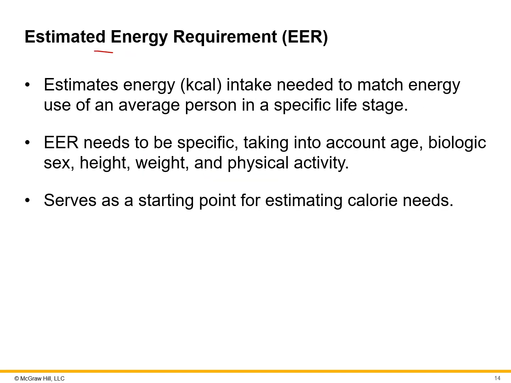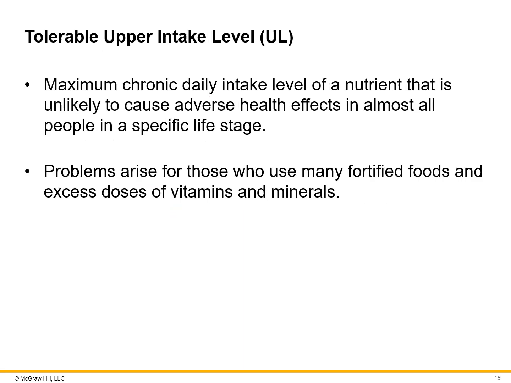Now, the estimated energy requirement, or EER, estimates the amount of energy or kilocalorie intake needed to match an average person, the energy that they would need at a specific stage in life. So that changes whether we're adolescents or adults. Those needs are specific, taking into account, again, age, biological sex, height, weight, and physical activity. So it's not the same for everybody, and it serves as a starting point for estimating those calorie needs.